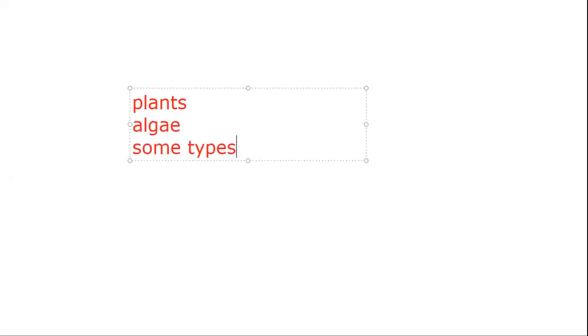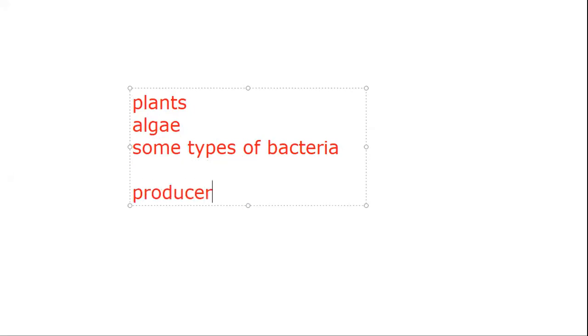Look, plants, algae, and not all bacteria, some types of bacteria, all of these are called in science producers or autotrophs. And there are the heterotrophs. Autotrophs are producers. They do not need other organisms for food.